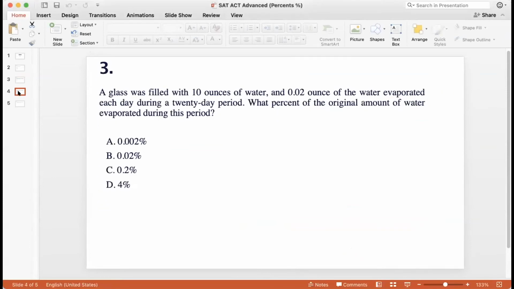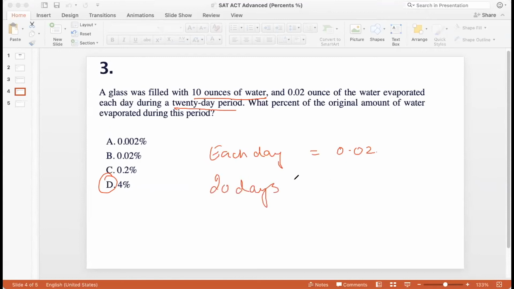Okay, the right answer for this question is option D. So a glass was filled with 10 ounces of water and 0.02 ounce of the water evaporated each day during a 20-day period. So each day, the amount of water that evaporated was 0.02 ounce. So over 20 days, the amount of water that evaporated is 20 times 0.02, which is 0.4 ounce, right?